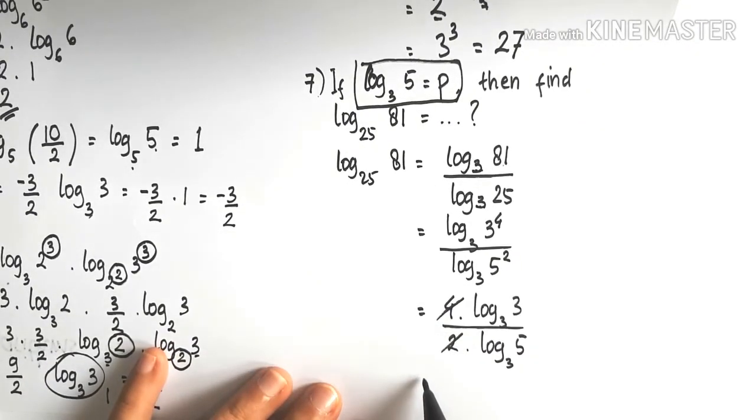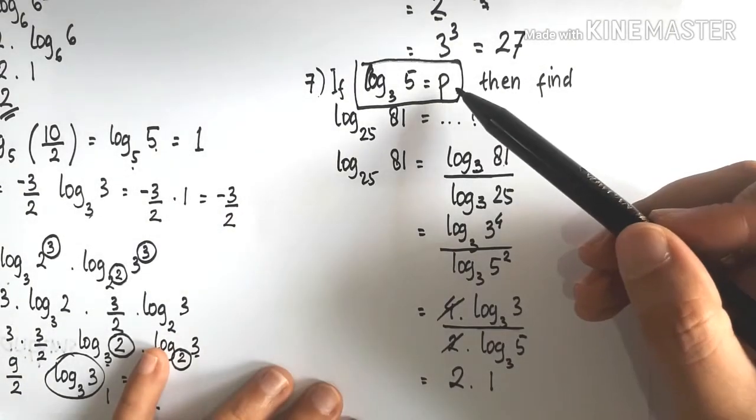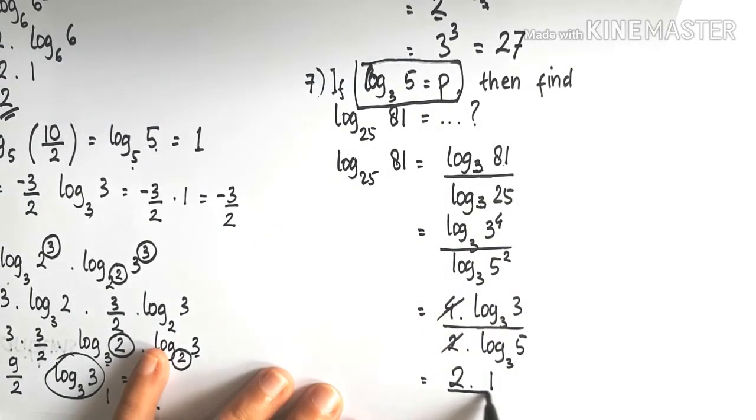4 over 2 is 2. Log base 3 of 3 is 1. How about log base 3 of 5? Here it is equal to p, so it is p. The answer is 2 over p. It is the answer.